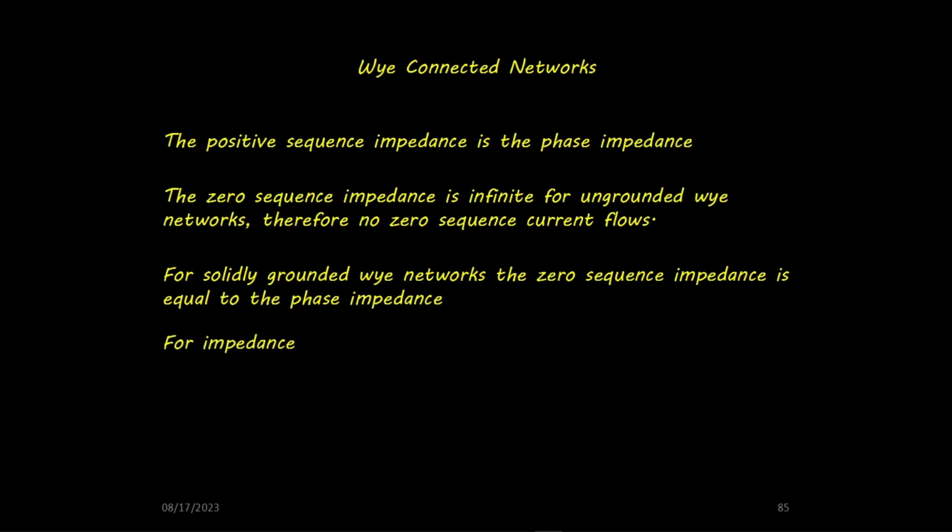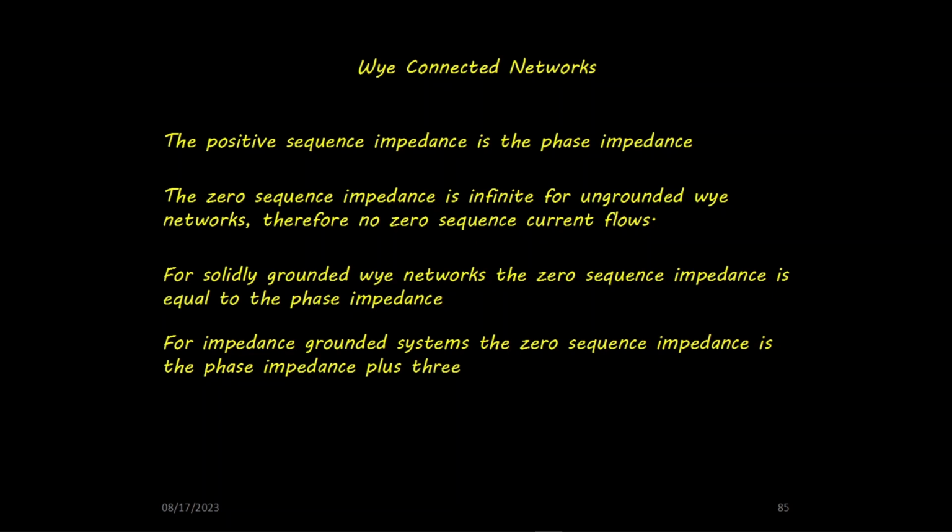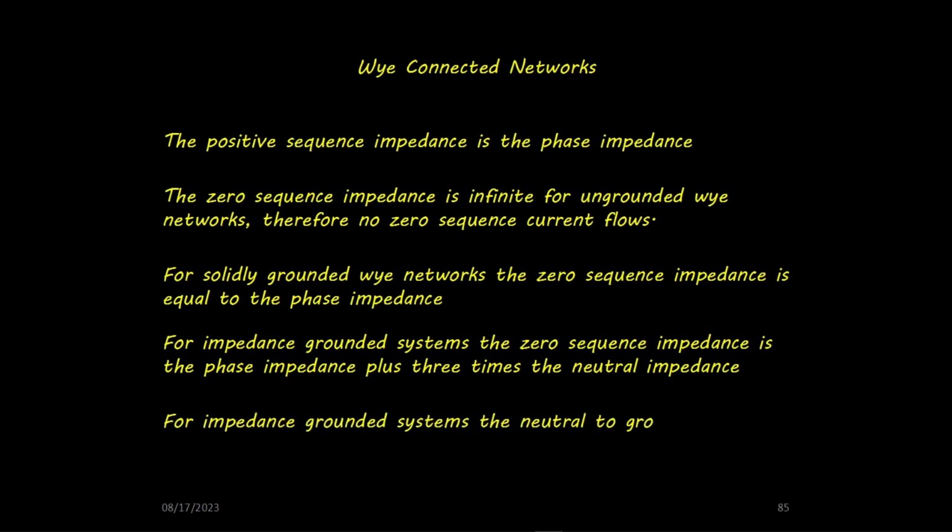For impedance-grounded systems, the zero-sequence impedance is the phase impedance plus 3 times the neutral impedance. For impedance-grounded systems, the neutral-to-ground voltage is 3I0Zn. This ends the review of symmetrical components.